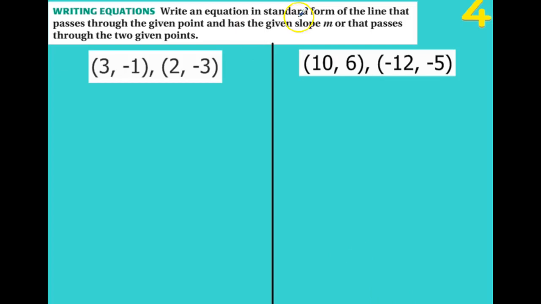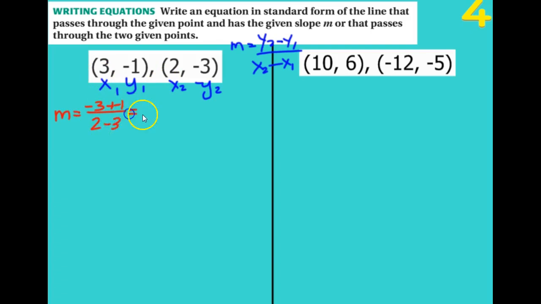Let's try the same thing again here, but we're not given a slope. We need to find the slope first. So I'm going to find my slope. My slope formula is y2 minus y1 over x2 minus x1. So my slope is negative 3 minus a negative 1, making a positive. And then 2 minus 3. So negative 3 plus 1 is negative 2. 2 minus 3 is negative 1. 2 negatives make a positive, and 2 divided by 1 is 2.